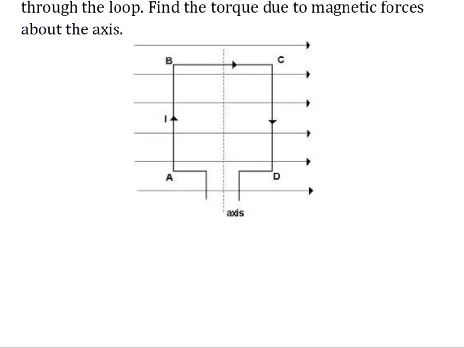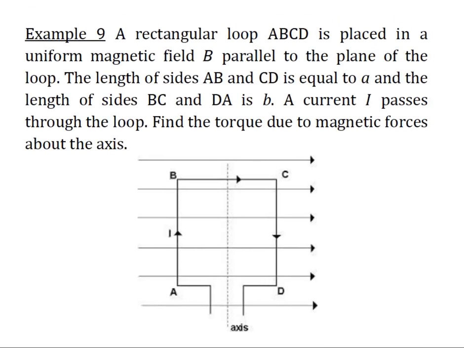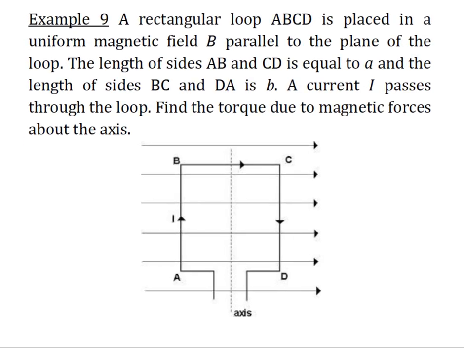Okay, so about the last one, but not the last one. Now we consider a rectangular loop ABCD. This example resembles tutorial 7, and it is the principle of a motor. A rectangular loop ABCD is placed in a uniform magnetic field B parallel to the plane of the loop.